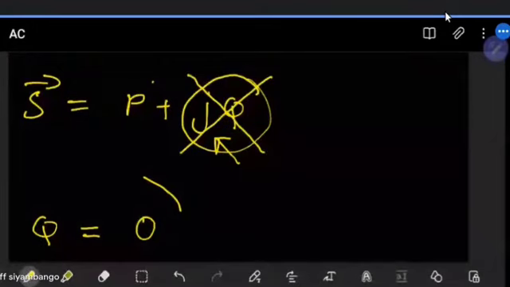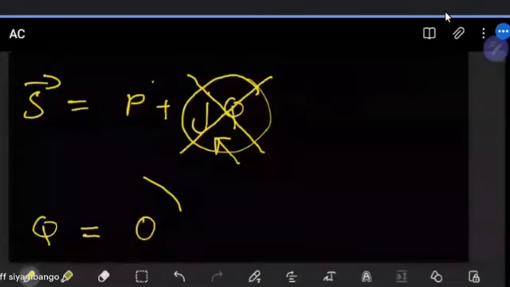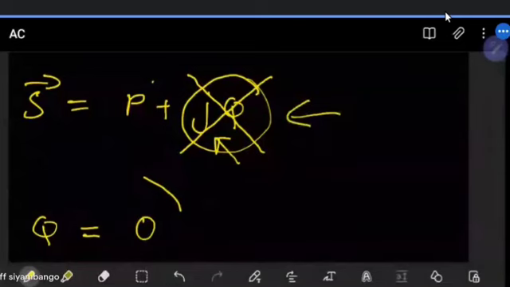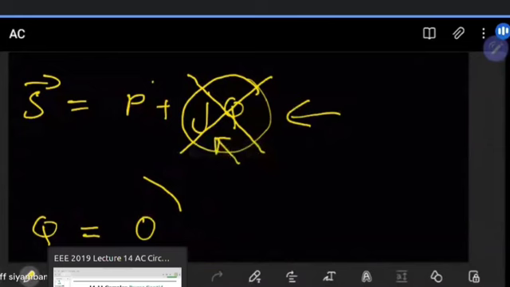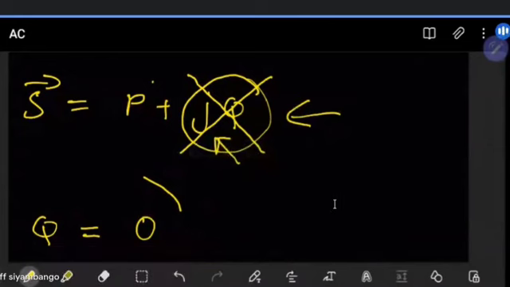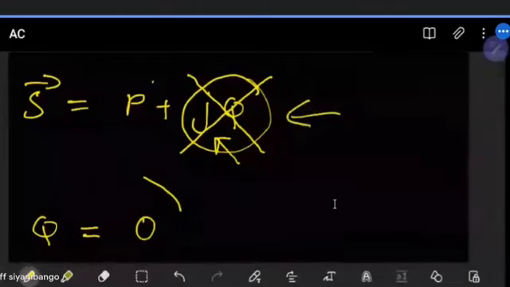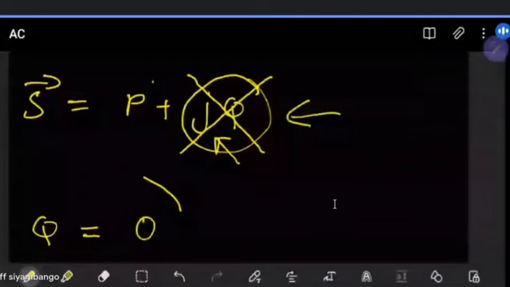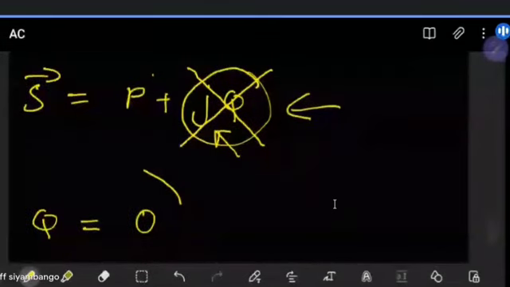So again, when Q is zero, this part will not be there. The Q there will be zero. It implies that you only have pure resistors. Again, like I mentioned, we're dealing with a load here. So if Q is zero for that load, then we can say that we are dealing with a resistive load. In other words, it's probably just going to be a normal resistor.